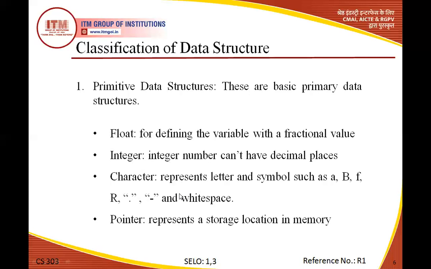Float type data occupies some space in memory. Integer type data also occupies some space in memory. Character type also. And pointer type is a different type of primitive data structure, which represents a storage location in memory. A pointer does not store a value; it stores the address of that particular value. All the other primary data structures store a value, but a pointer stores an address. So it stores a location.